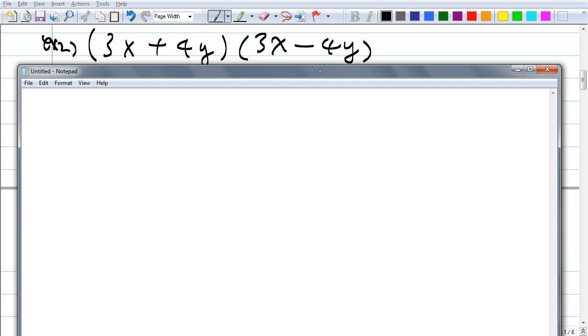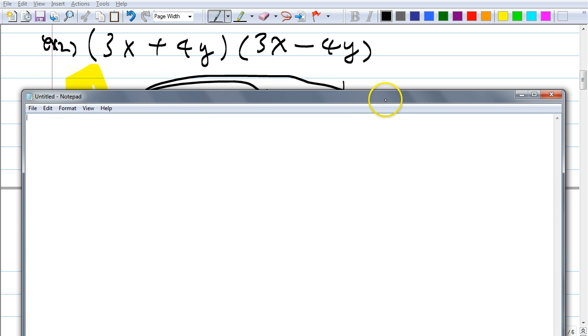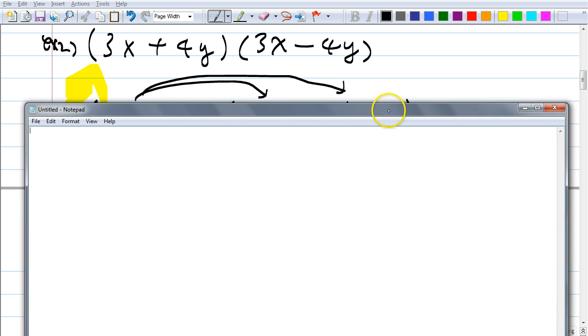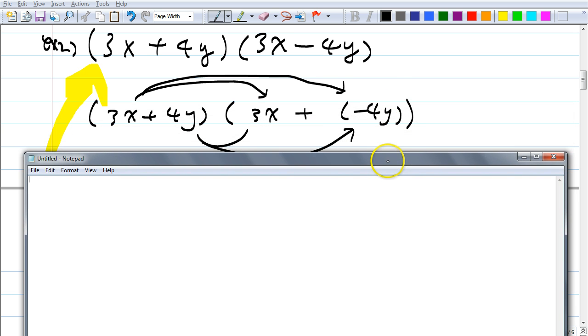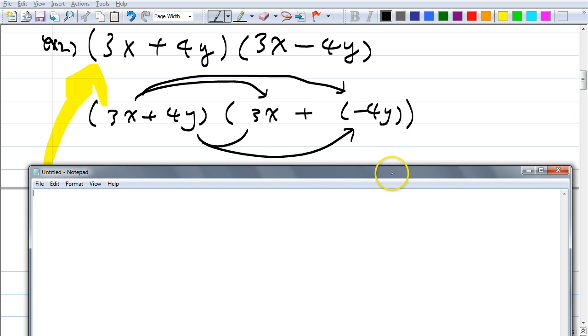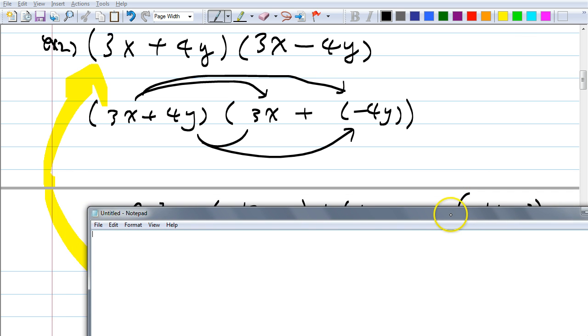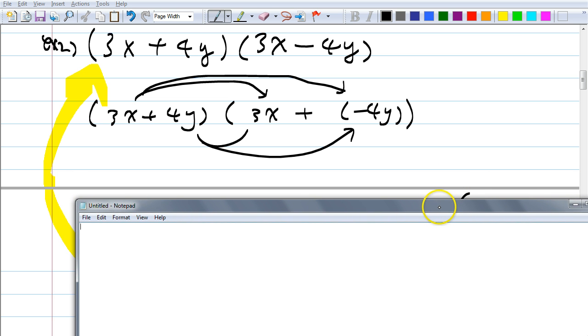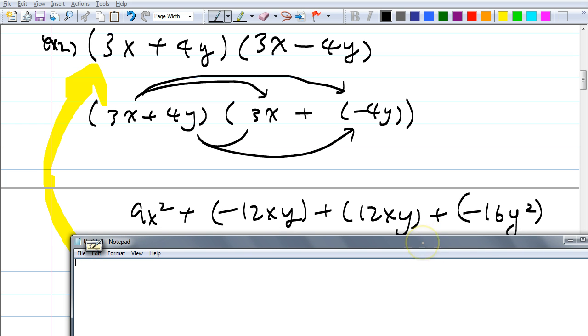Everybody go ahead and multiply it out. All right, so Rachel, tell me what to write here. What do I get when I multiply this? 9x squared. Oh, I changed it to addition first. Is that okay, Rachel? Okay, then 9x squared plus negative 12xy plus 12xy plus negative 16y squared. Good. And Rachel, do you notice anything interesting?